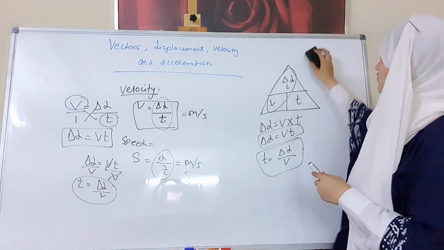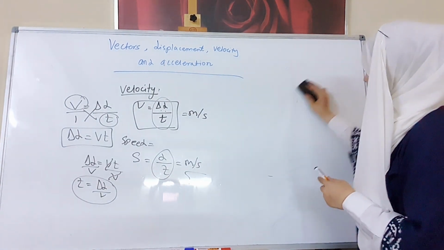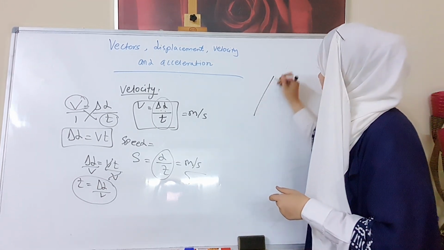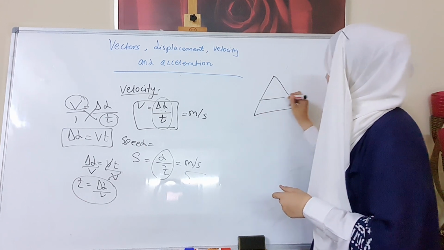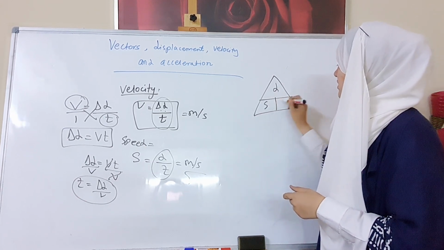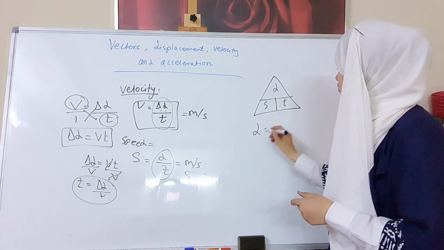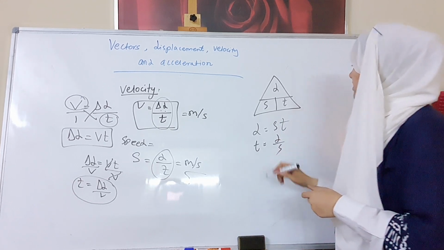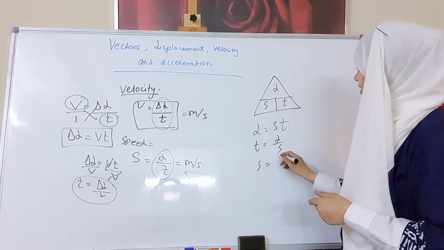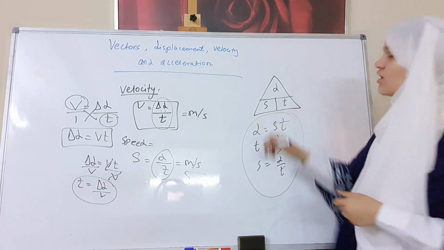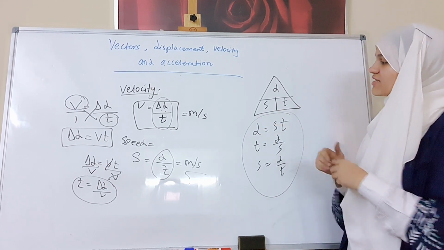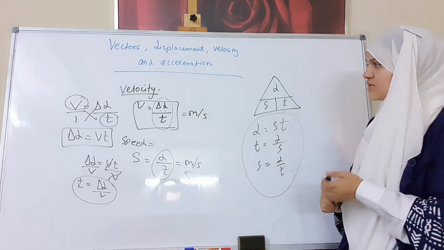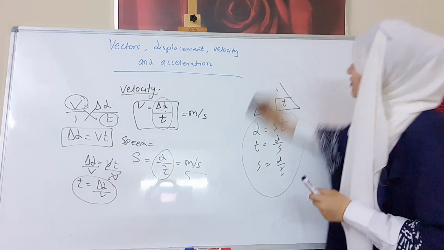And the same thing with speed. Here it was for velocity, but for speed it is the same. What we have here is D, S, and T, meaning that D is equal to S times T, and T is equal to D over S, right? And already we have S is equal to D over T. So that means we find all the formulas related to speed. If we don't have one, we are going to use all of these together.